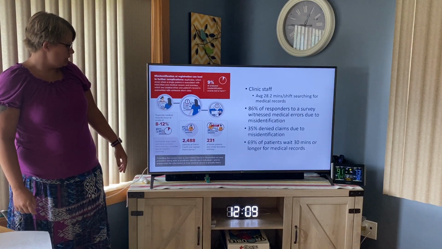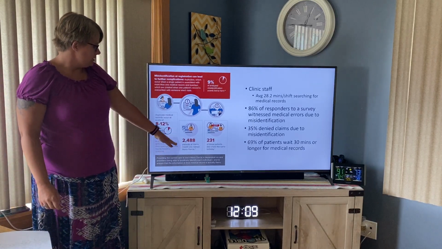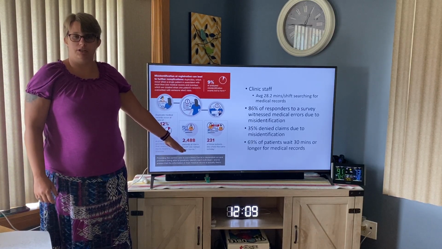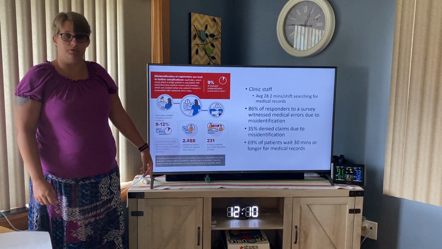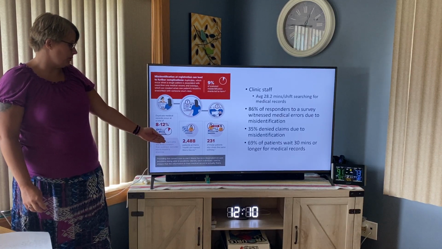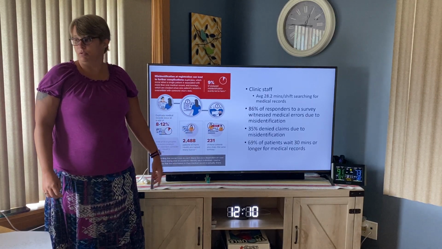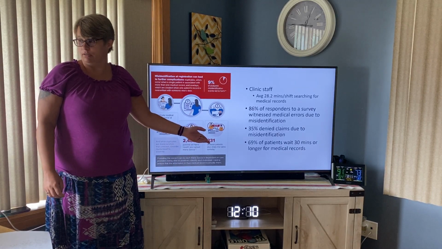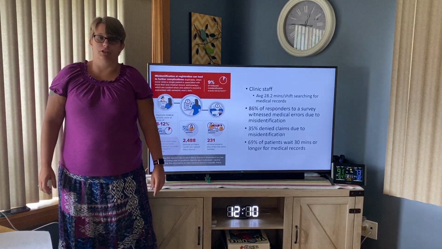In this illustration, it is specifically saying that this woman named Maria Garcia goes to a facility where there are 2,488 people named Maria Garcia. So you have to go a step further. So they ask her birthday. There's 231 people with the same name and the same birthday. So as you can see, it makes proper identification a little difficult.